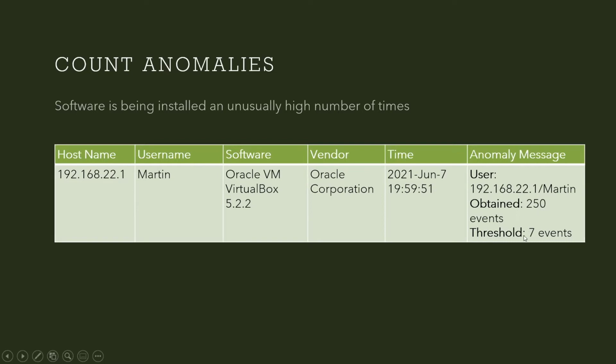So without even looking at the threshold, we know that something strange is happening. But anyways, take a look at the threshold. What's expected is 7 such activities. And that is why this is an anomaly. This is a count anomaly. So is this a case of an insider attack? Is Martin doing something malicious?